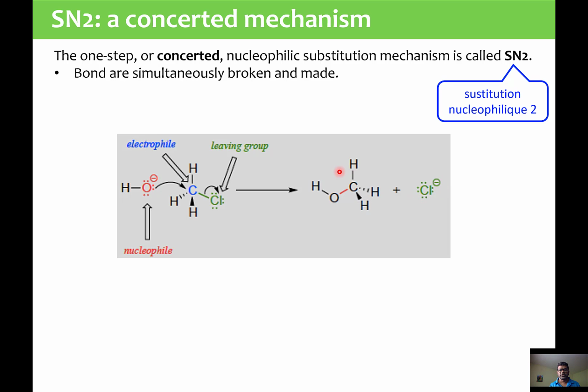And then you make the product here, OH is attached. So you make an alcohol, methanol in this case, right? So that's the simplest way to look at it. Now, this reaction happens in one step, and it's concerted because bond forming and bond breaking happen at once.